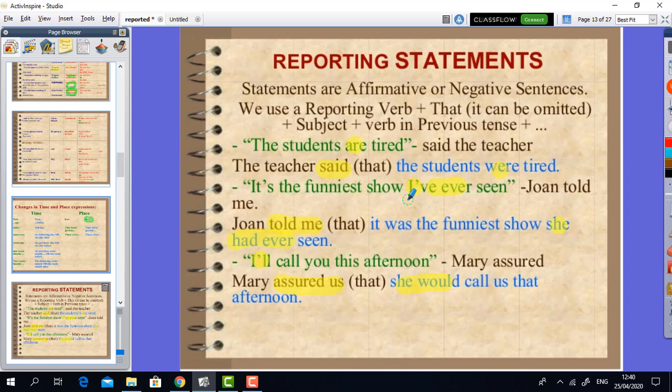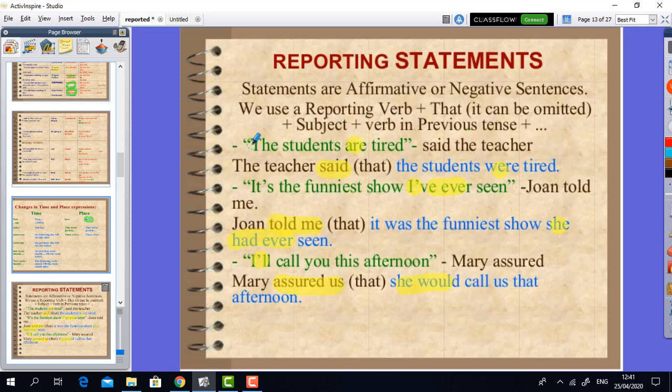And now let's remember what we saw about reporting statements or affirmative or negative sentences that tell the reader about certain information or knowledge. We use the reporting verb. We can add that, but it's optional, so it can be omitted. Then the subject and the verb in the appropriate tense after the change.